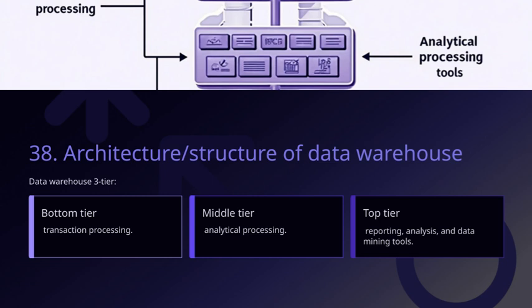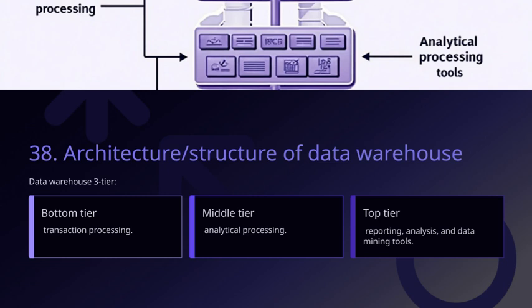Moving down to the middle tier, we find the analytical processing layer. This is where online analytical processing, or OLAP, systems operate. They enable us to perform multidimensional analysis, quickly drill down into data, and uncover trends or patterns. This layer is crucial for supporting complex queries and swift data exploration.